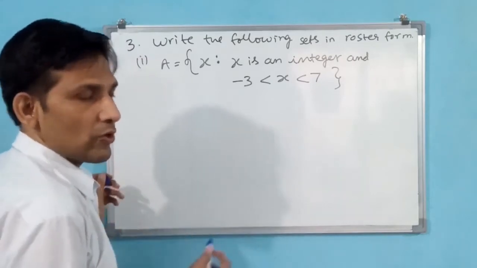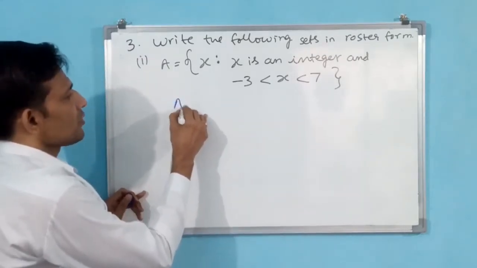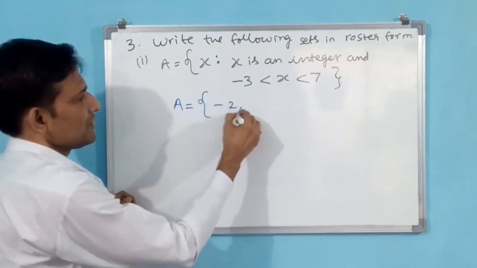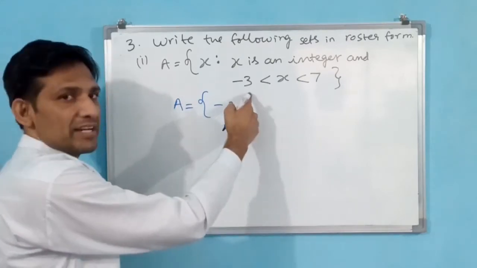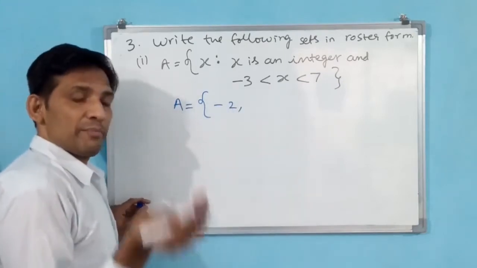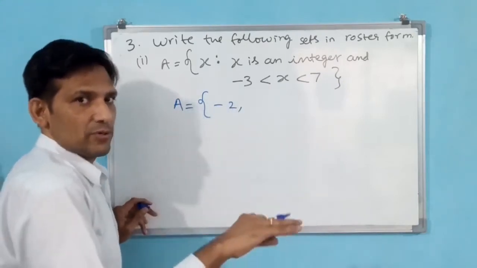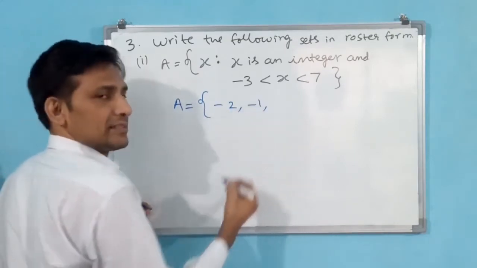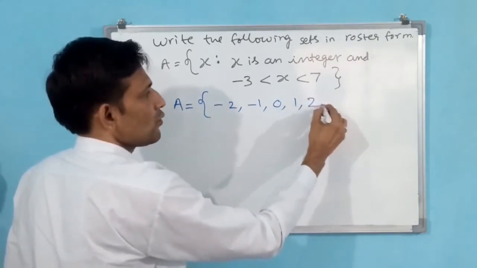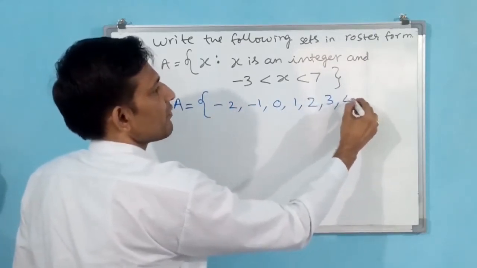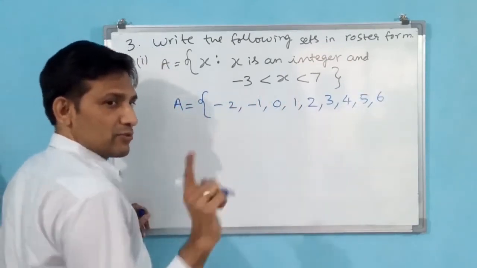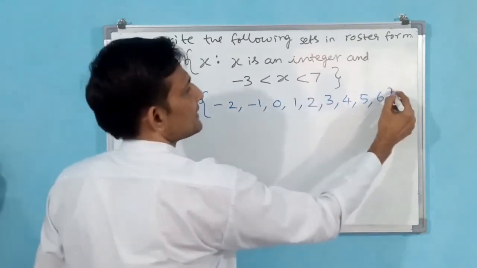Okay. Now, how are we going to write this answer? You see, in roster form, A is equal to {-2. Why? Because -2 is greater than -3. -3 you should not take. Greater than -3 you have to take. But those should be integers. Maybe positive integer, maybe negative integer, maybe 0. Okay. -1, 0, 1, 2, 3, 4, 5, 6. 7 should not come. Why? Because they are asking less than 7.